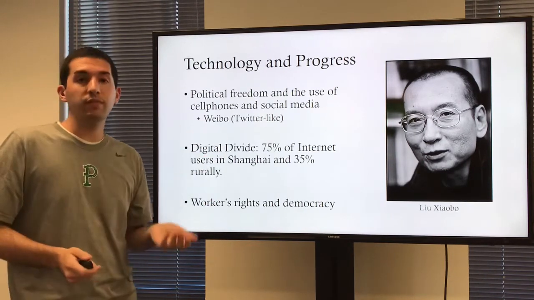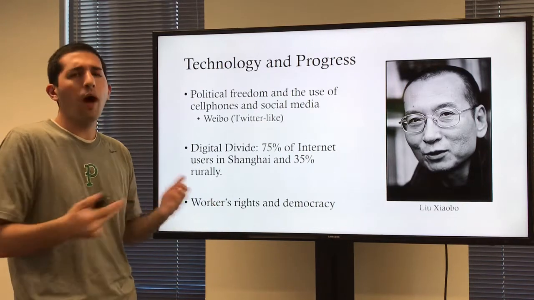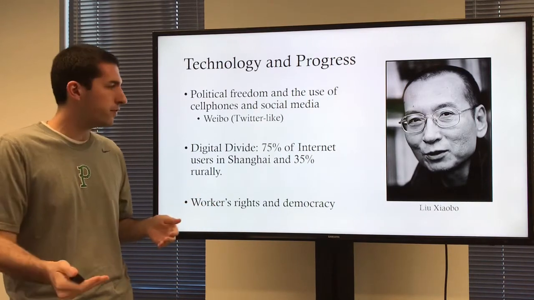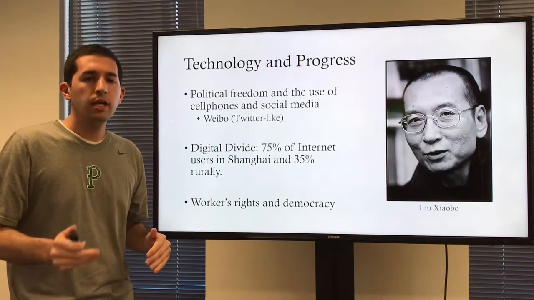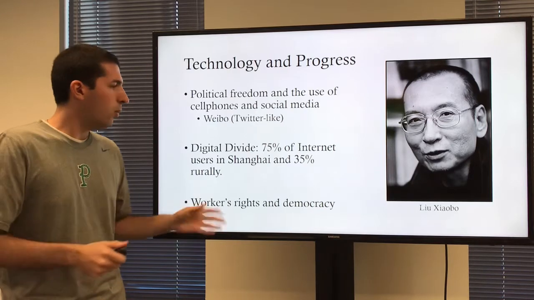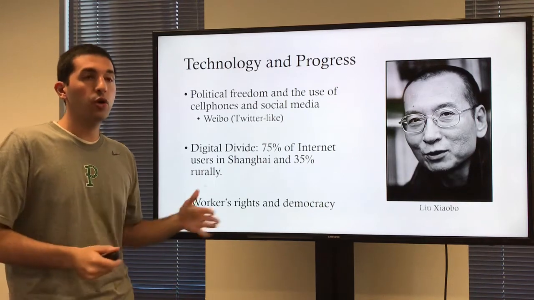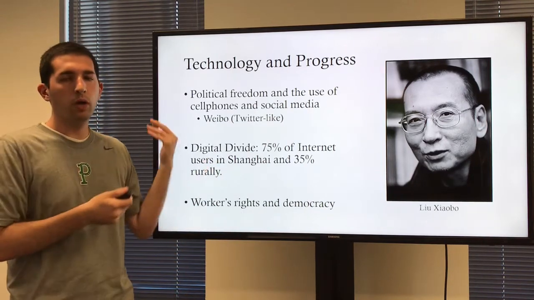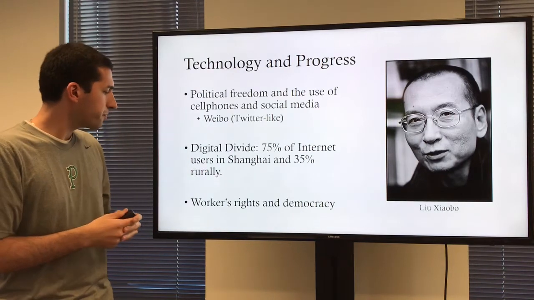There is still a digital divide in the country. Like all other resources, technology is not any different. 75% of internet users are in places like Shanghai, a major trend-setting city that we'll talk about, while there's only 35% usage in rural areas, probably as we move more and more in a western direction.